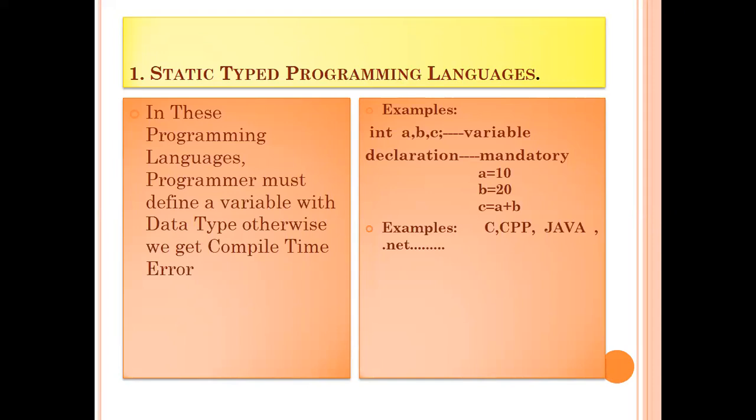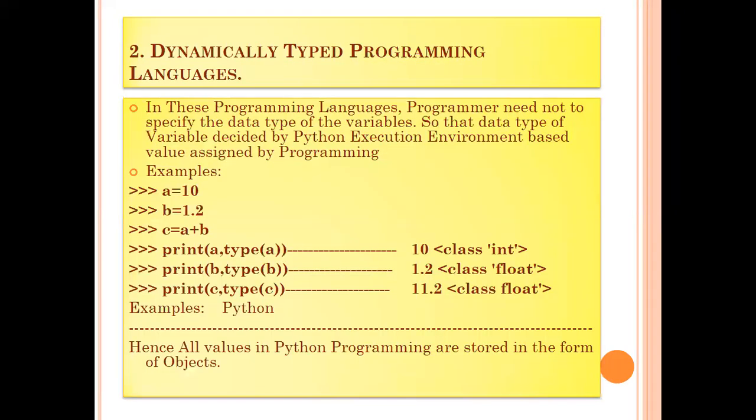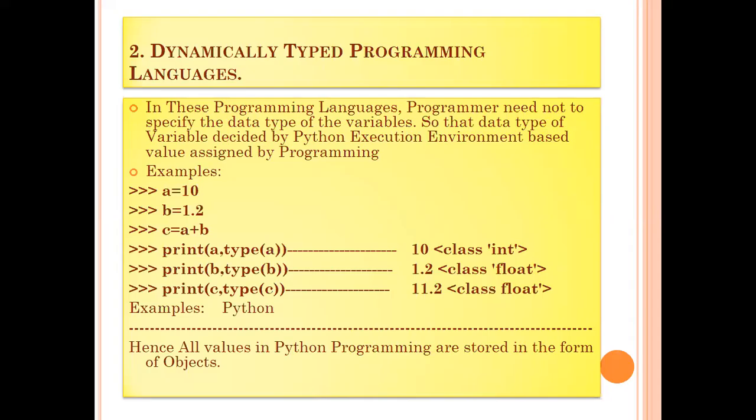Now, in a dynamically typed language, the programmer need not specify the data types of the variable. See, I am not specifying the data types of the variable. When we execute the program, it will automatically tell us the class of that. Clear? Now, let's go ahead.